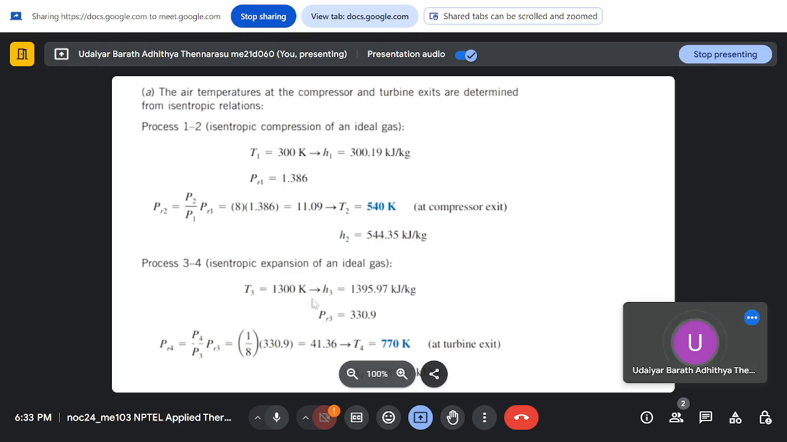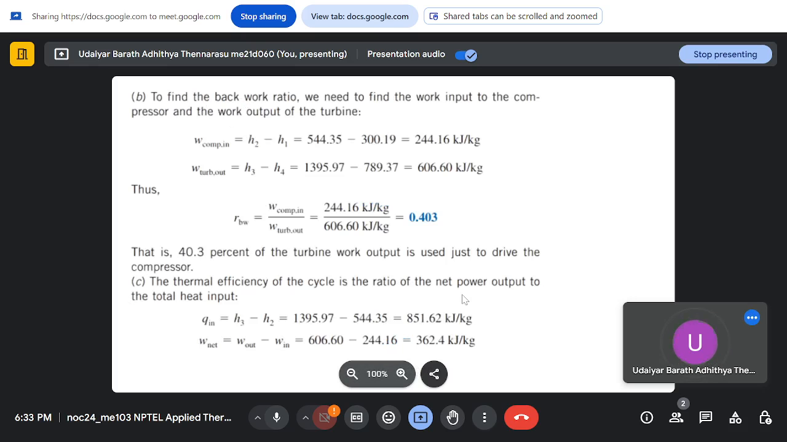Similarly, the same process for 3 to 4. T3 will be 1300 Kelvin, and the corresponding enthalpy is 1395.97. Similarly, you can follow an isentropic line, and from PR3 you can find PR4, which is 41.36. So the corresponding T4 is 770 Kelvin at the turbine exit.